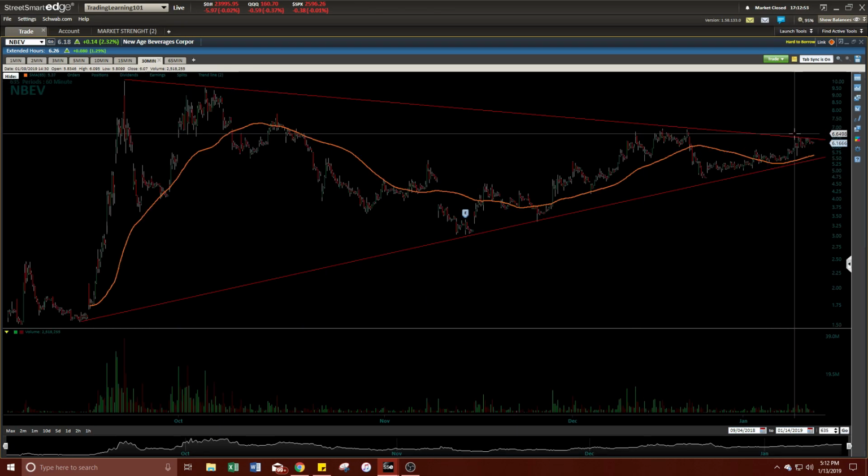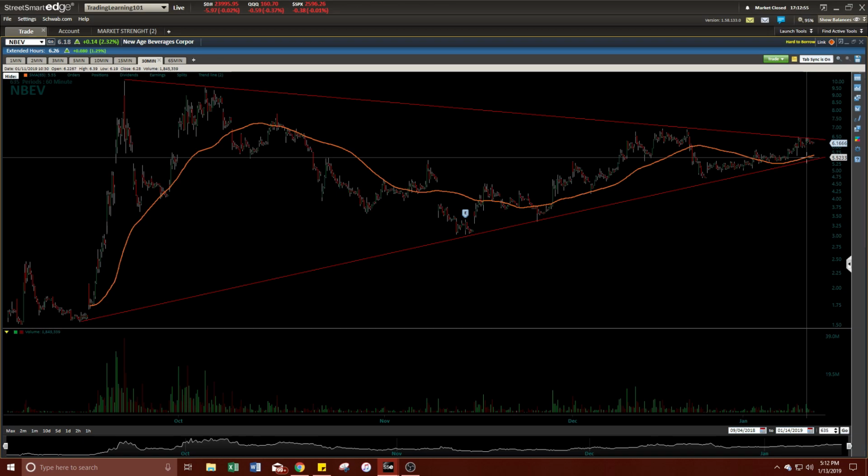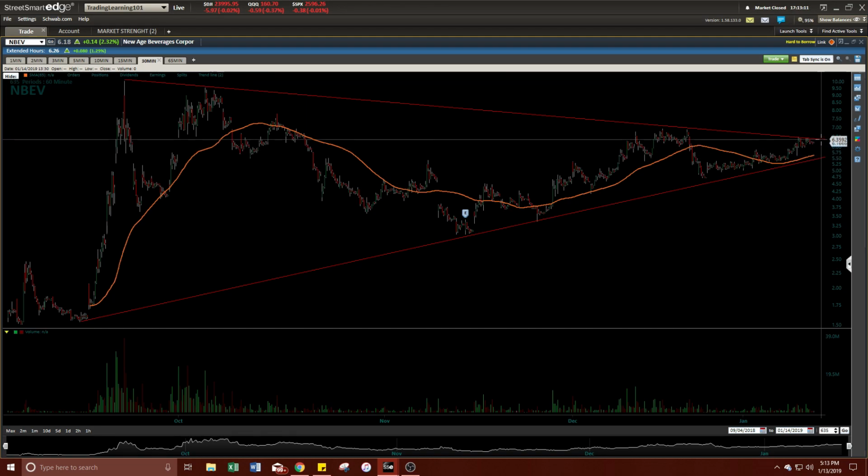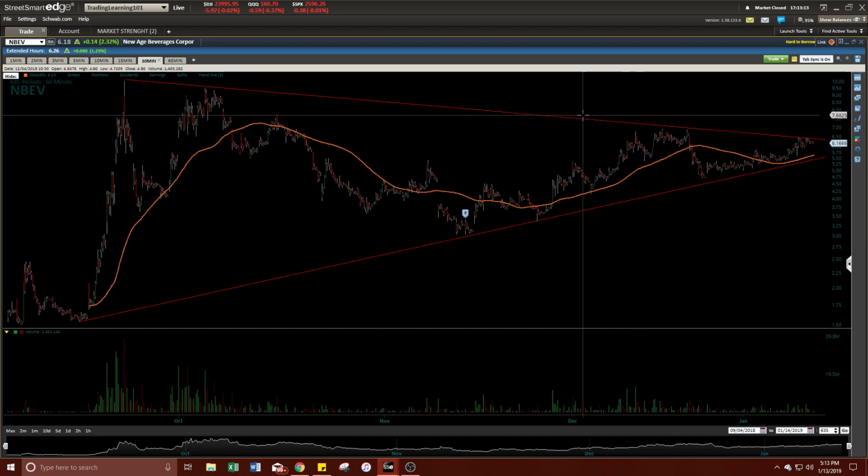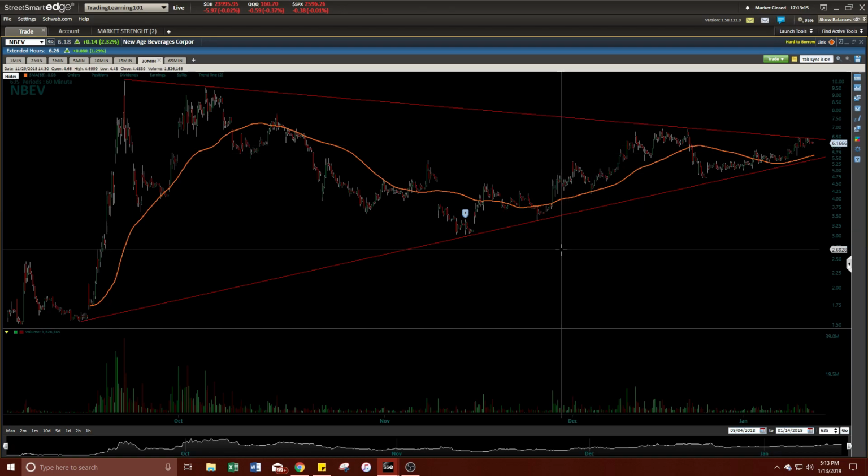So I'd be looking for a pullback back down to this 550s area and would consider possibly getting in for an entry. And that's how you do it. You get in on it, and then when it starts to move on up, sell it when it gets near the resistance line up there. And then just repeat the process over and over and over again.